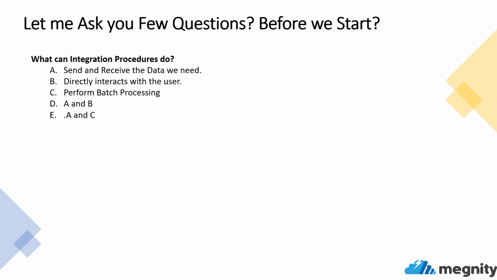What does an integration procedure do? Send and receive the data we need, directly interacts with the user, and perform batch process. A and B, A and C. This is a certification question. Send and receive the data we need and directly interacts with the user. How do we interact? No, A and C. Send and receive and perform batch process. That's good.